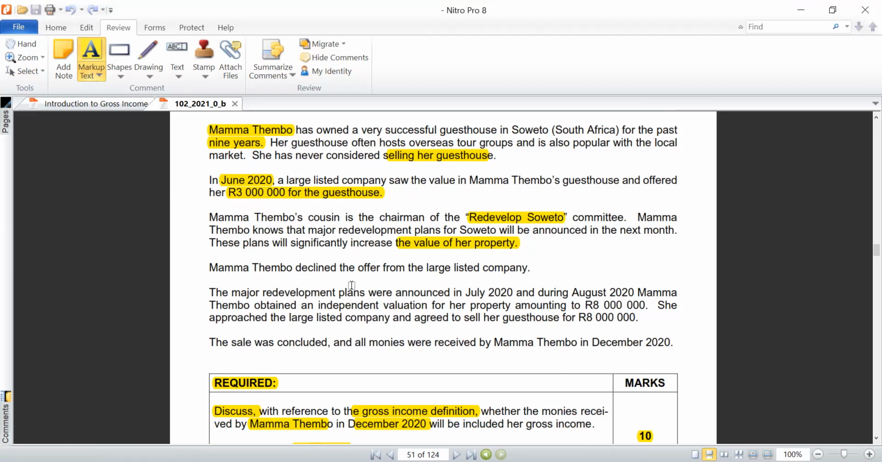Now, the major redevelopment plans were announced in July 2020. During August 2020, Mama Tembo obtained an independent valuation for the property, which amounted to 8 million rand. She approached the large listed company and agreed to sell her guest house for 8 million rand. The sale was concluded and all monies were received by Mama Tembo in December of 2020.